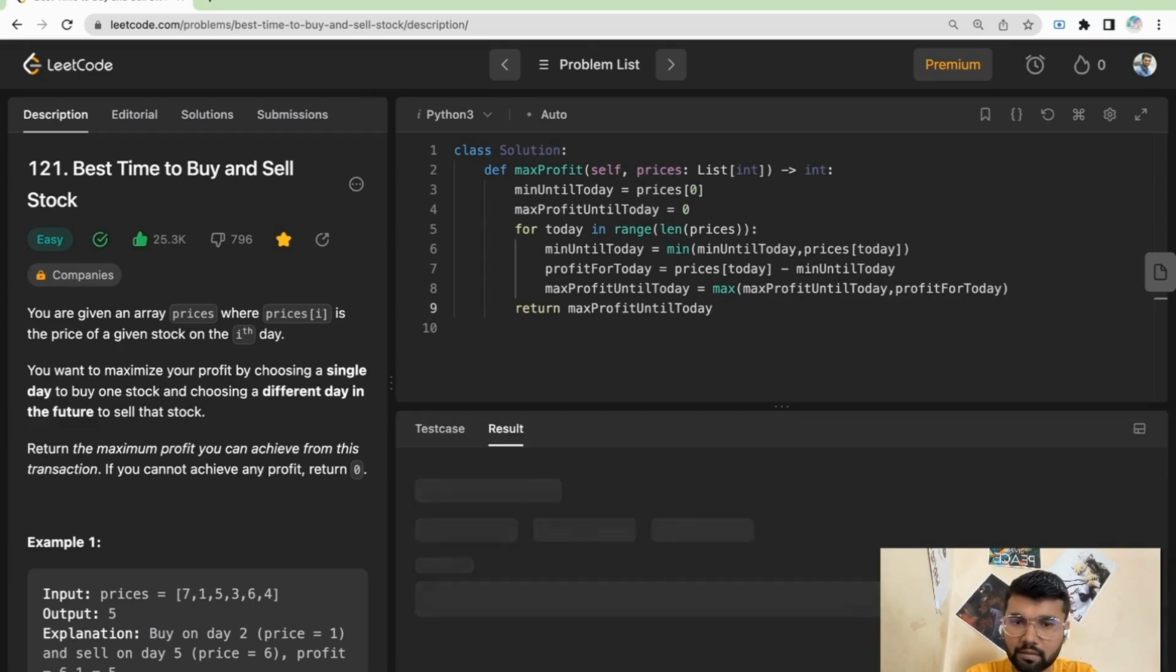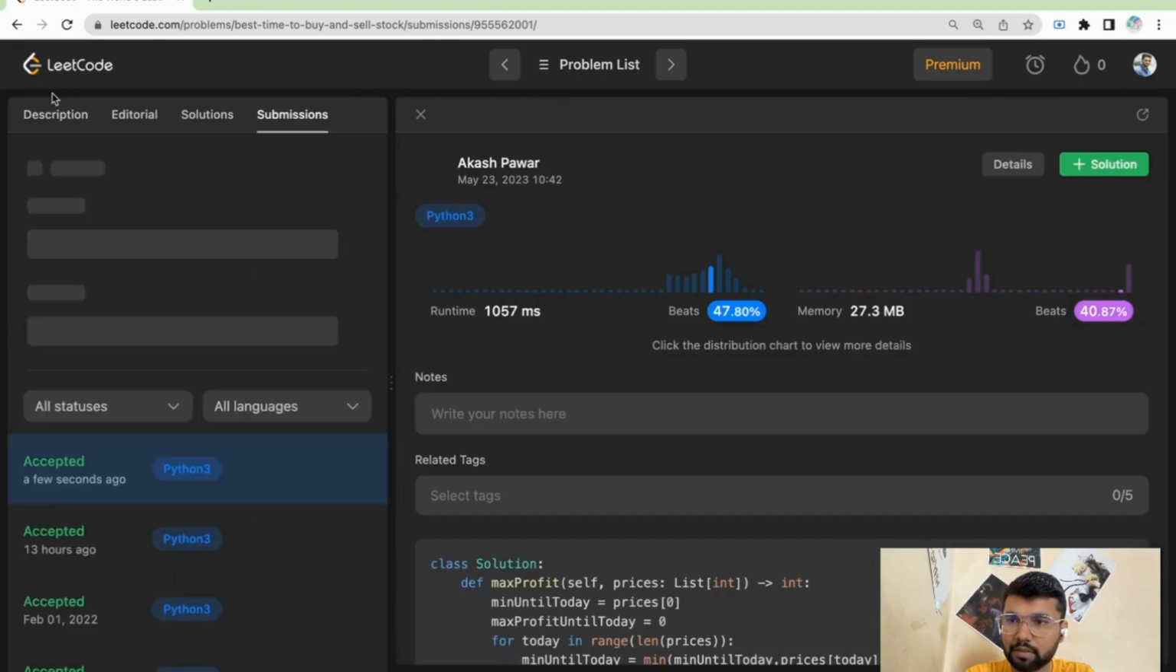Let's try to run this. This is a really interesting problem and really famous also. Let's try to submit this. Cool. This is working fine.